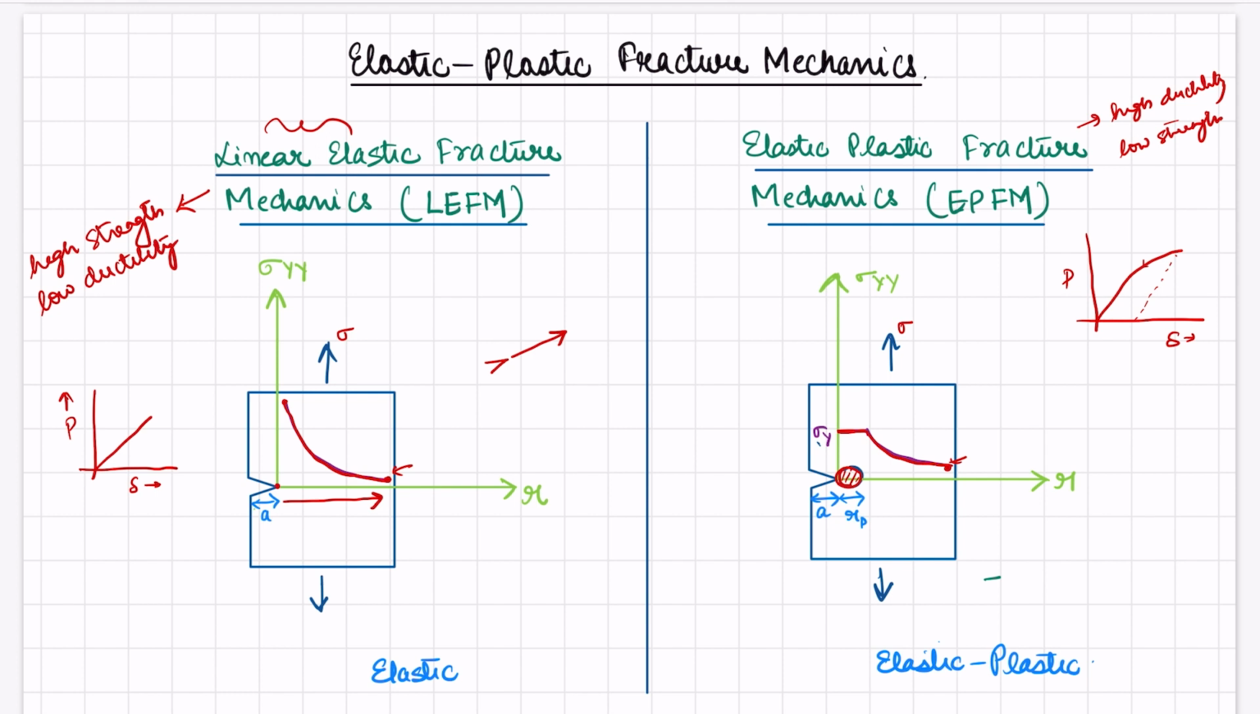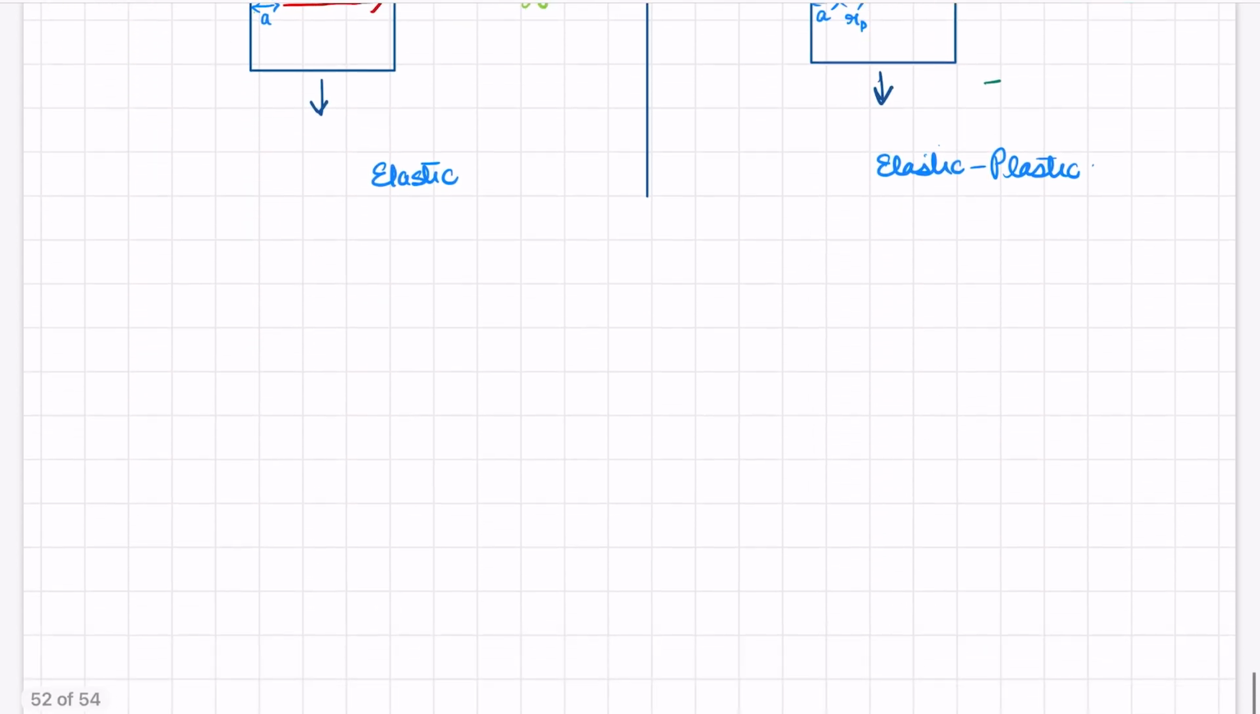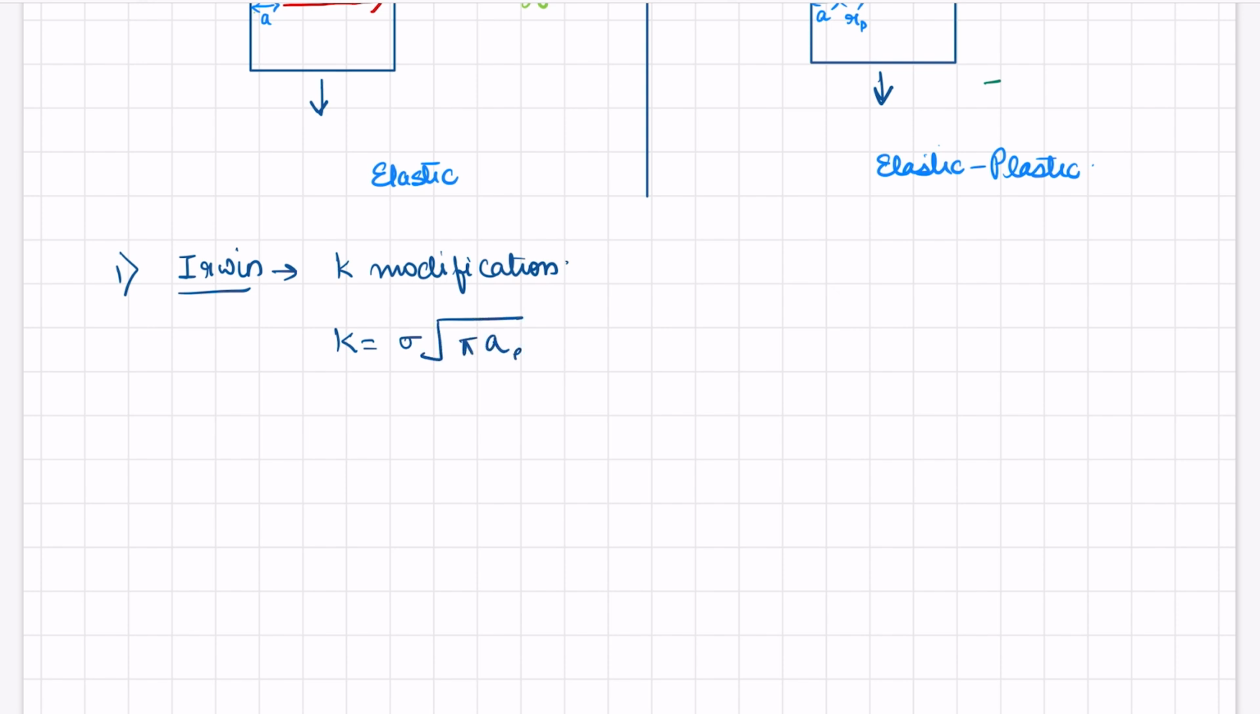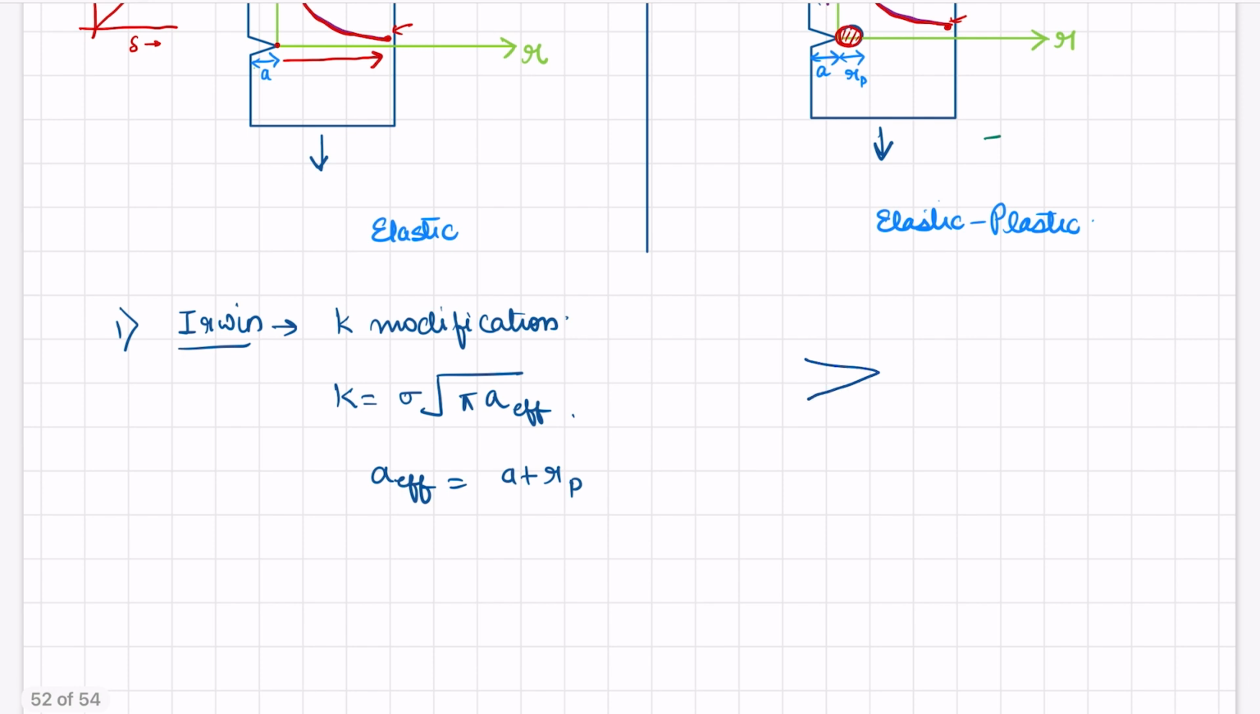In order to determine the fracture toughness of elastic plastic materials, there are different models. First of all, Irwin suggested that the K modification, the stress intensity factor, can be done. He suggested that we can write K equal to sigma root pi a effective, where a effective is a plus rp. We can see this is the crack length a, and here there is a plastic zone that is rp in size.